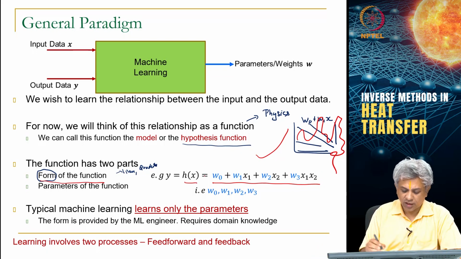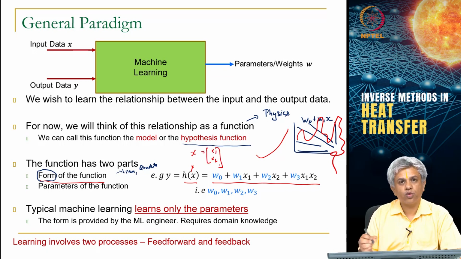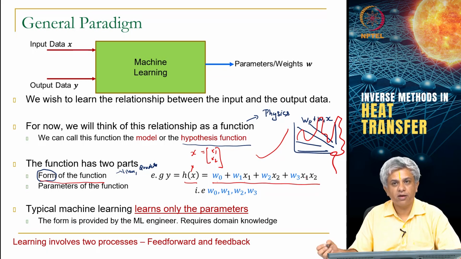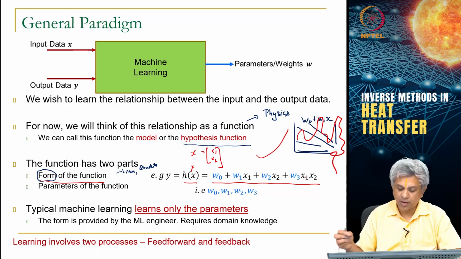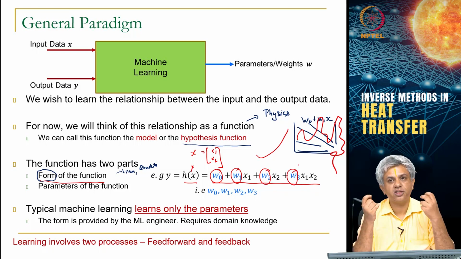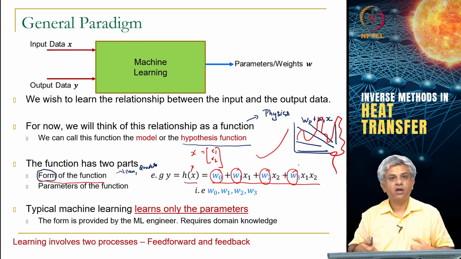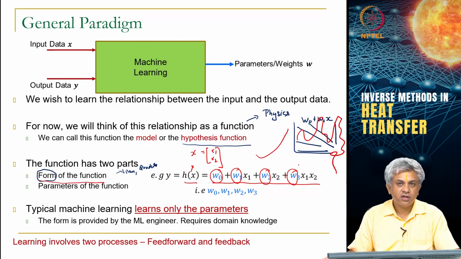So, we say h of x, let us say x has two variables x1 and x2. Deciding on the form of the function is something like saying w0 plus w1 x1 plus w2 x2 plus w3 x1 x2. On the other hand, the parameters of the function are these. Now, changing the parameters is not going to change the form. Just because I change w0 and w1, my linear function is suddenly not going to become non-linear. It will still stay linear. However, in order to fully specify the function, I have to give the knobs or the weights w0 and w1 also.